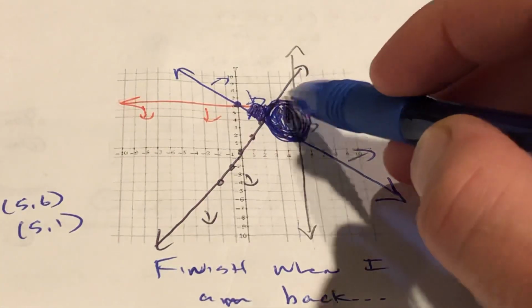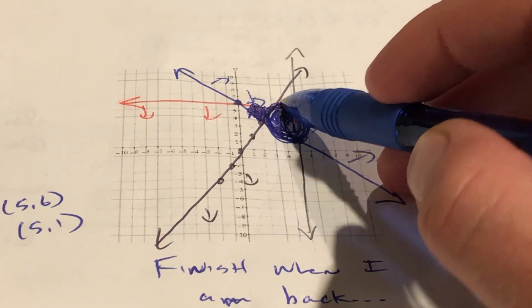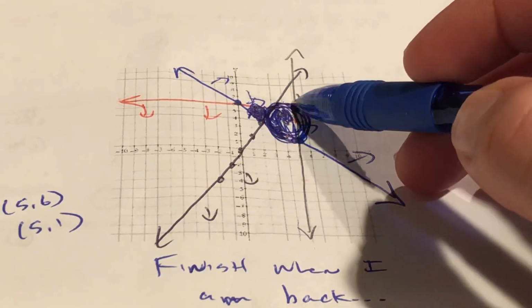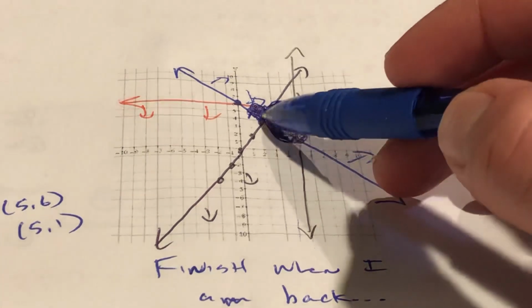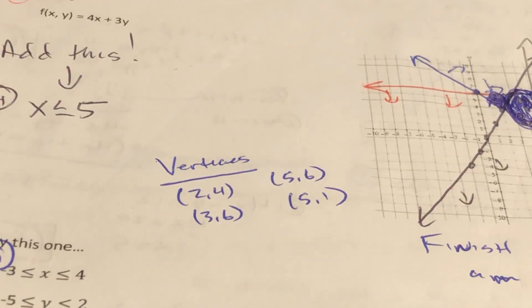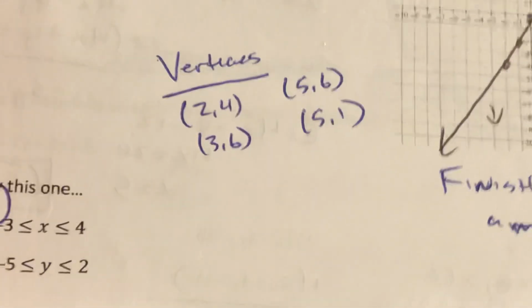Anyway, you've got your first one. This is at 3, 6. This is 5, 6. This is 5, 1, and that's 2, 4. Those are your 4 vertices of that 4-sided region. So write that down, and we're going to do something with that when I see you. Again, that's a very good example. I might try one more of those because that was a very good class.